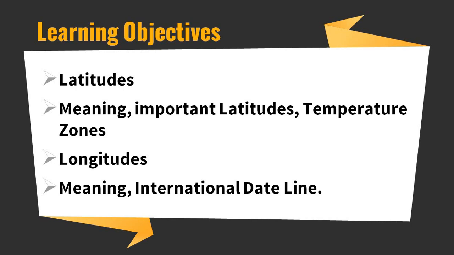As you can see here, these are our learning objectives. We will learn about latitudes, meaning of the latitudes, important latitudes and temperature zones. Then we will learn about longitudes, meaning of the longitudes, international dateline and all.